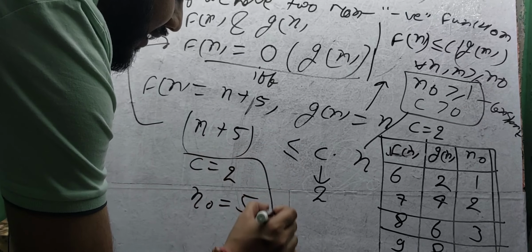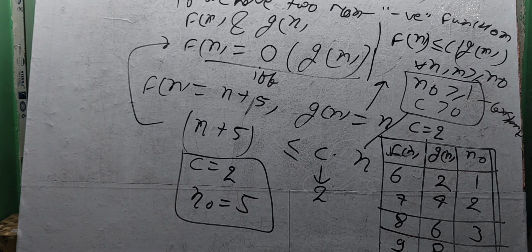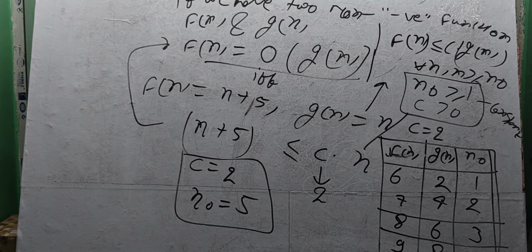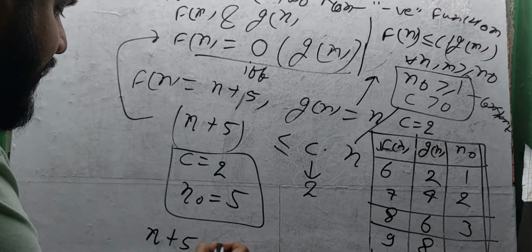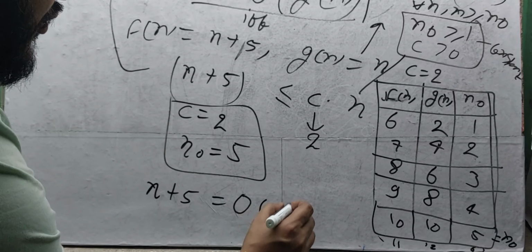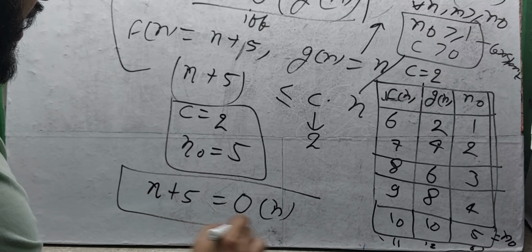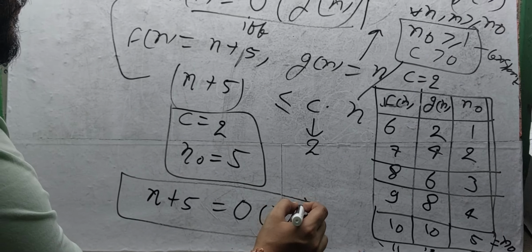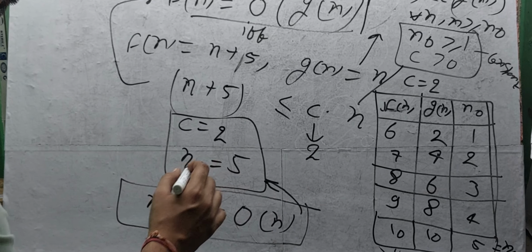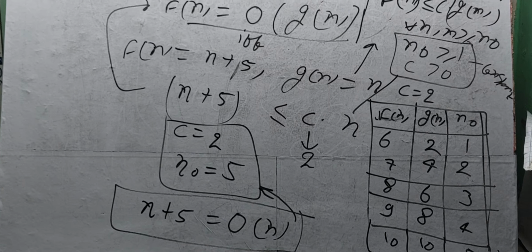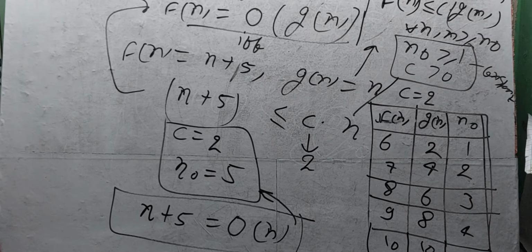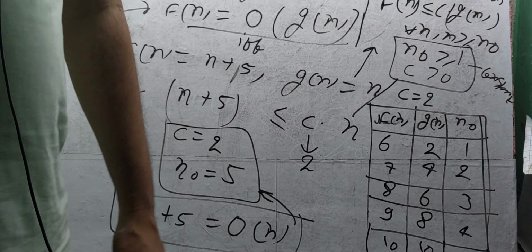Okay, now we will take another example. Here we can write n plus 5 equal to big O of n, when c equal to 2 and n naught equal to 5. Okay, next we will see another example.